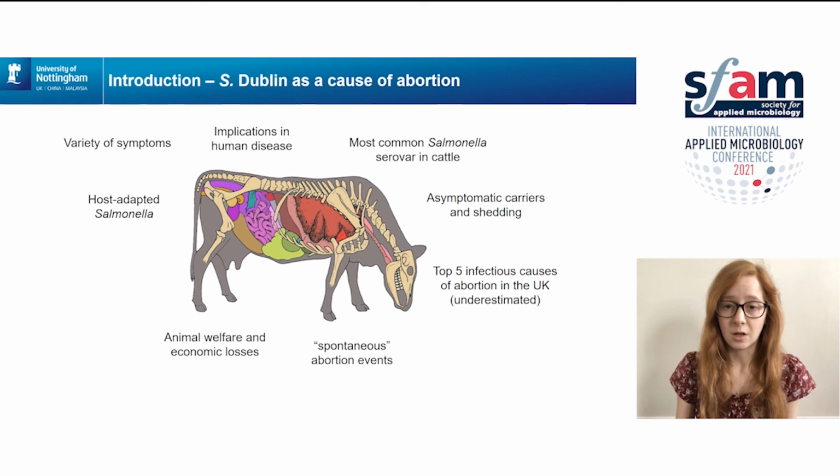The dam may also need to be culled, potentially resulting in a loss of a genetically important animal, and of course, infection with Dublin poses a threat to animal welfare, and due to its impact on animal health, productivity and human health, is a food security issue.